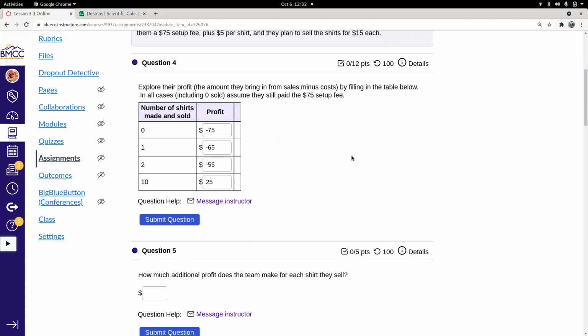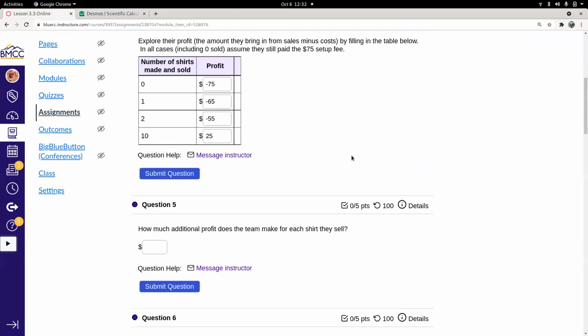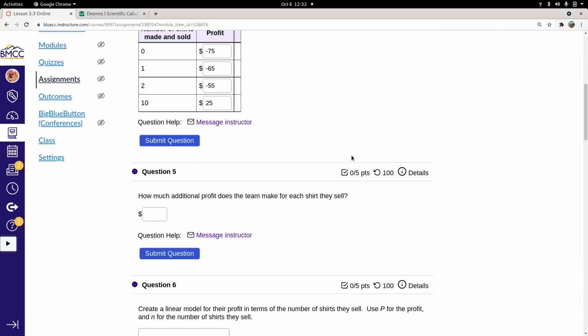And this would be a great problem for a spreadsheet too. So we can whip that out in a moment. How much additional profit does the team make for each shirt they sell? So we figured out that back in our notes.